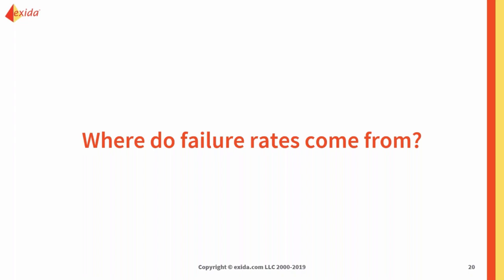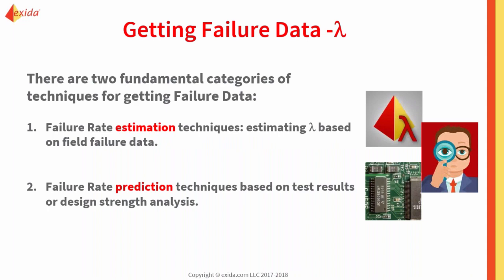So, where do failure rates come from? There are two fundamental ways to get failure rates. You can estimate them or predict them. The estimation technique comes from estimating failures based on field failure data and using statistical analysis. But to do that, you have to have a good understanding of equipment operation, component failure modes, the environment, the operation, the application, the equipment used, how the data is going to be used, and have a high confidence. And the standard says high is more than 90% confident in that failure rate.